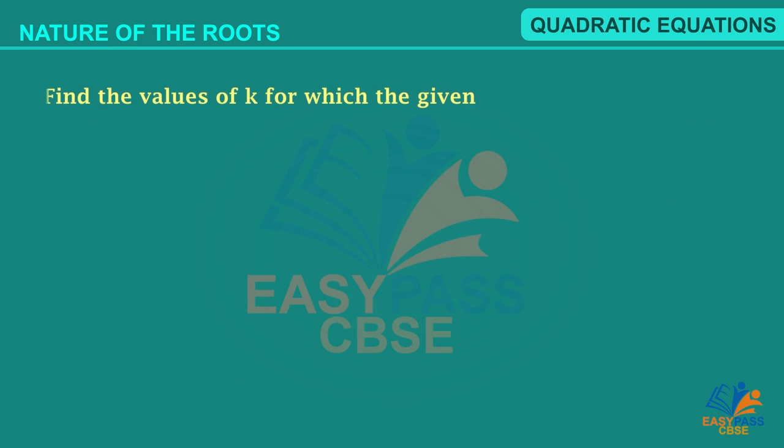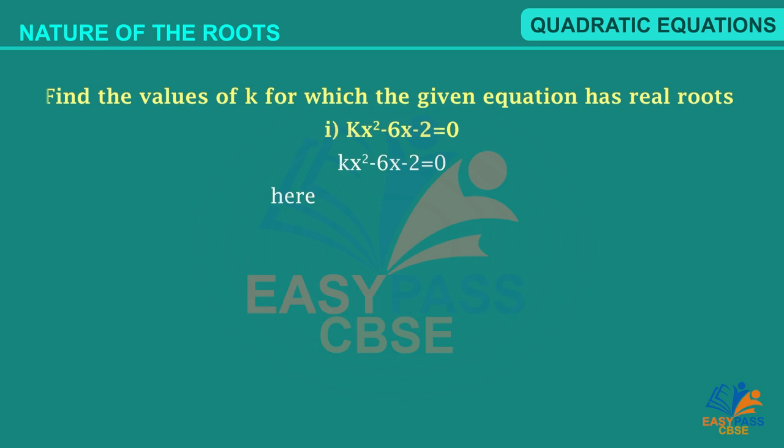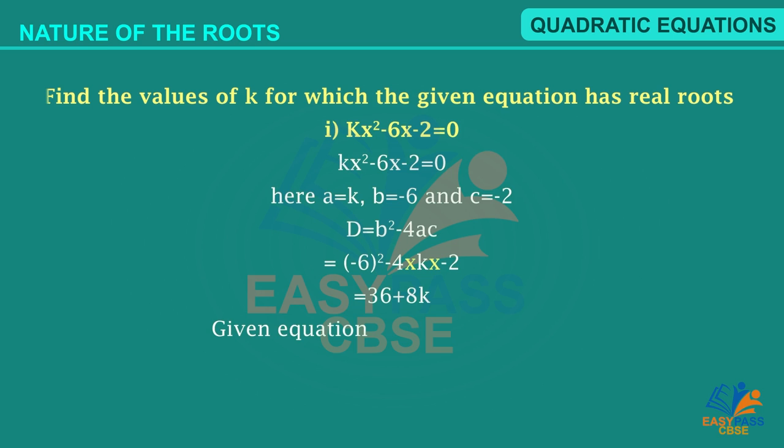Find the values of k for which the given equation has real roots. Kx square minus 6x minus 2 equal to 0. Here a is equal to k, b is equal to minus 6, c is equal to minus 2. So discriminant b square minus 4ac is equal to 36 plus 8k.